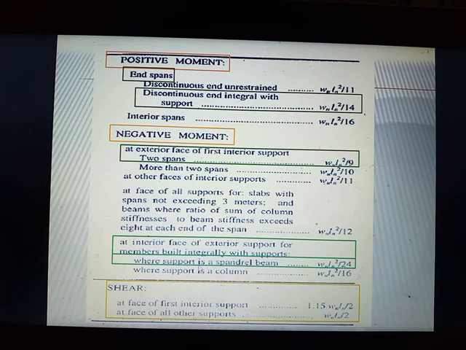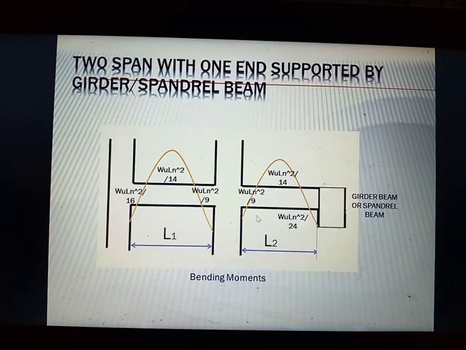And since it is supported by a spandrel beam, at the interior face of your exterior support, you use WLn squared over 24. Same, the rule for the shear is uniform, so it's still the same. So at this side of the girder beam, please take note. Remember your two-span continuous beams. The only difference is that on this side you use WLn squared over 24 in computing the bending moments.